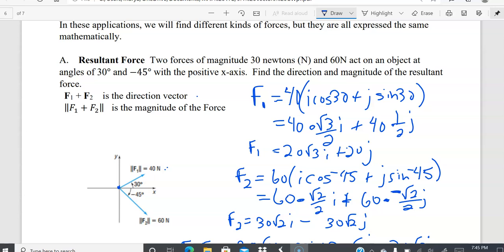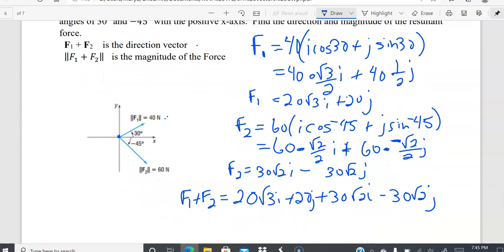So again, I found F2 as a vector using exact values because it's easier to see what I need to do as I add them. You're literally adding F1 and F2, just like you're used to adding like terms. F1 was 20 square root of 3 i plus 20j. F2 is 30 square root of 2 i minus 30 square root of 2 j, because F2 is going into the fourth quadrant, so the y component better be negative.